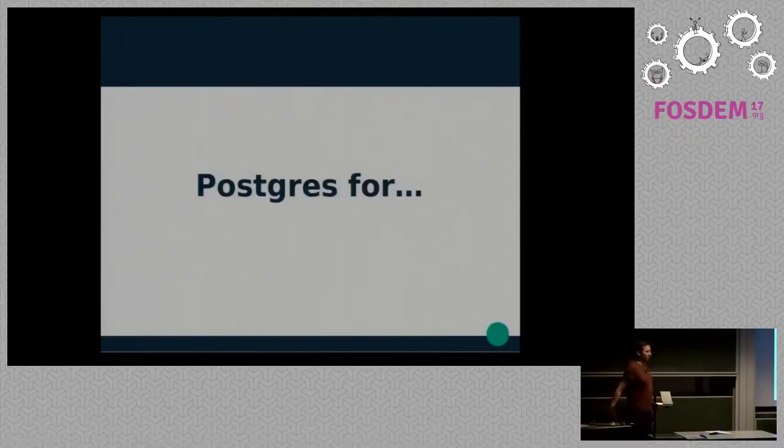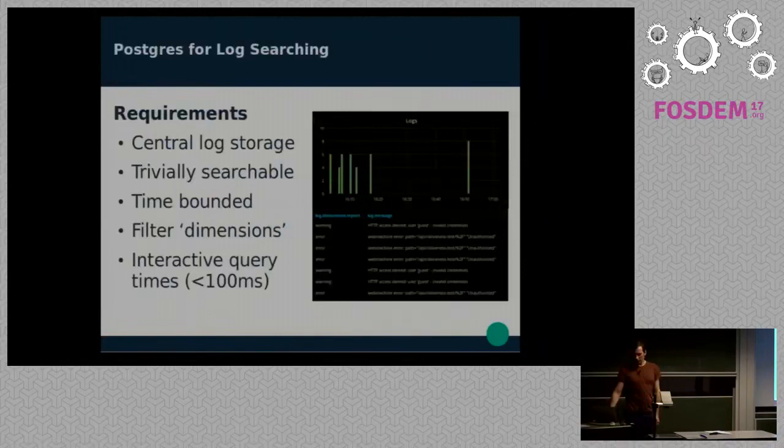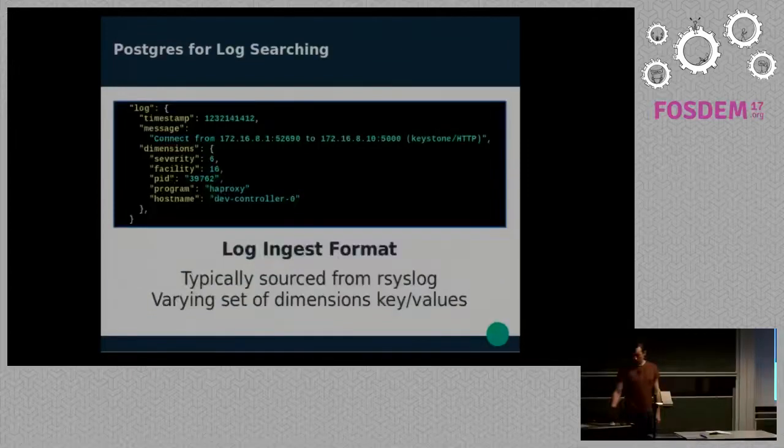So what else could we put into Postgres? Well, we said earlier we could put logs in there. So let's do that. So we want some centralized log storage. We want it to be searchable. So we want to be able to search for things like connect and HA proxy, and we want to get values back. We want it to be time bounded. And again, they've got to be fast, because we're going to produce interactive graphs and interactive lists of these things. We don't want to keep people waiting around.